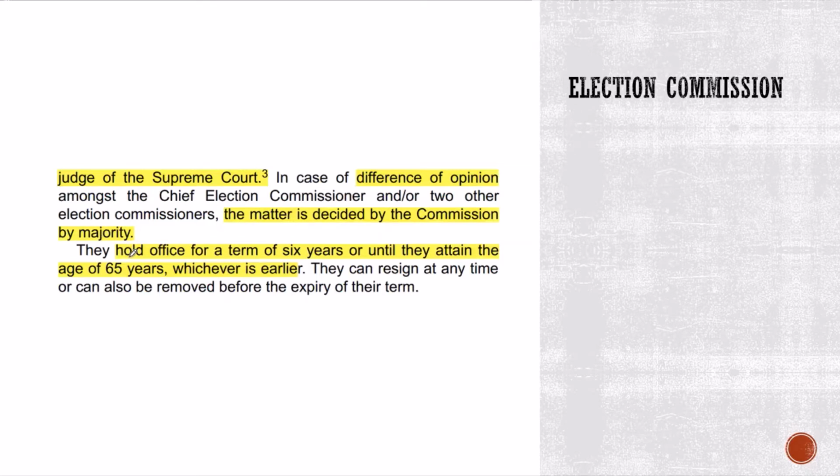Now the president decides the term of office and tenure. Right now it is a term of 6 years or until they attain the age of 65 years, whichever is earlier. Why do they have 6 years and all of that? Because just because you don't like a chief election commissioner or an election commissioner, you cannot just remove that person. They have to be independent, and they have to be given a tenure that they can feel comfortable and safe with. It cannot be easily taken away from them, so that they can do their job independently.